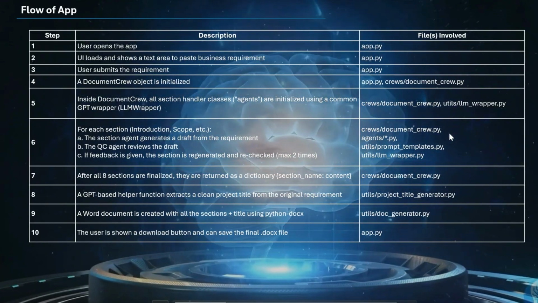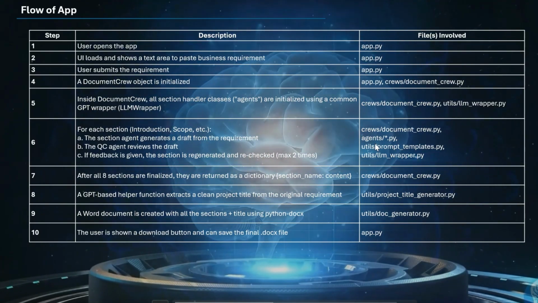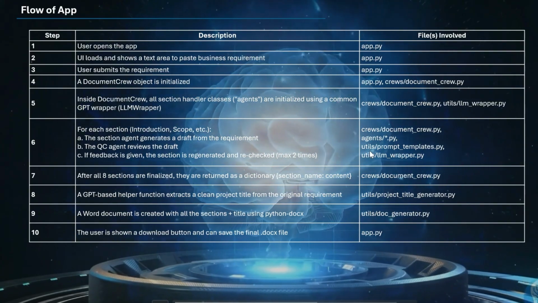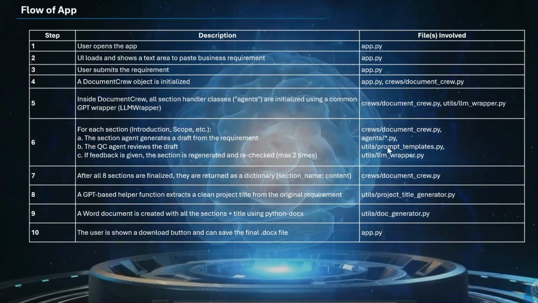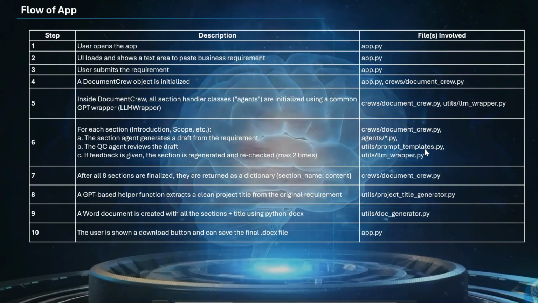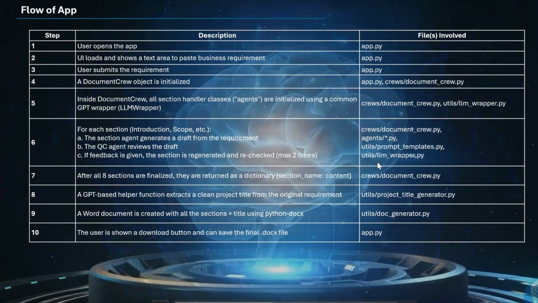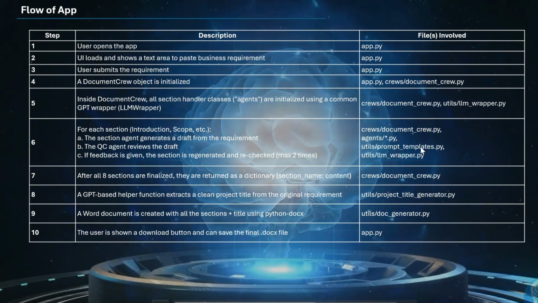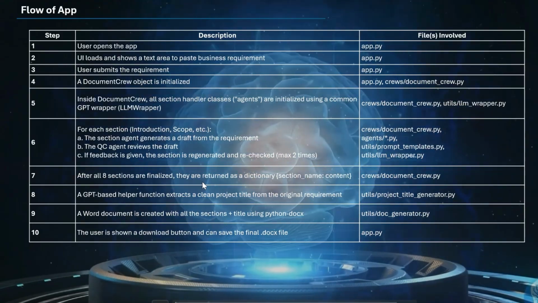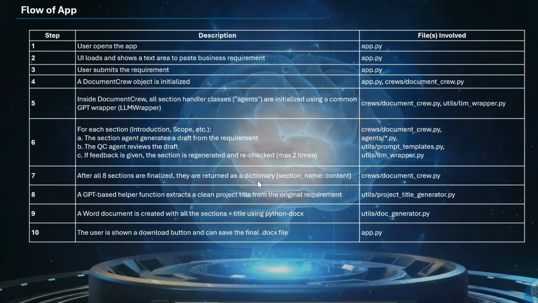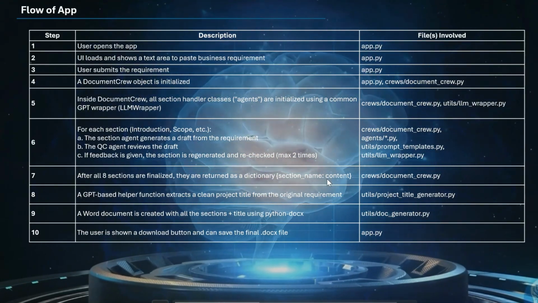Document crew py, and then all the agent files that I showed you. Then the prompt templates, because the agent file calls the prompt templates to get the prompts from there, and then the LLM wrapper wraps it up in a presentable format. After all the 8 sections are finalized, they are returned as a dictionary, with section name and content.